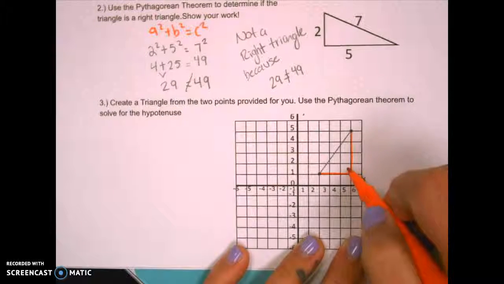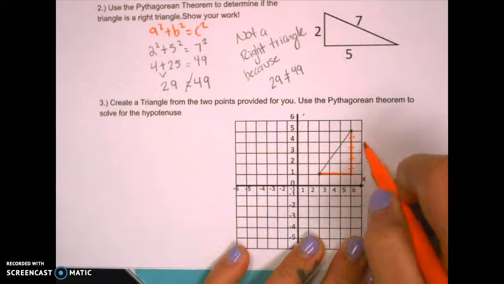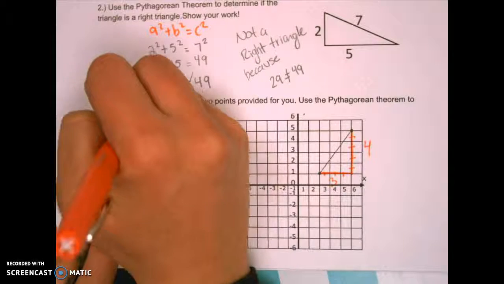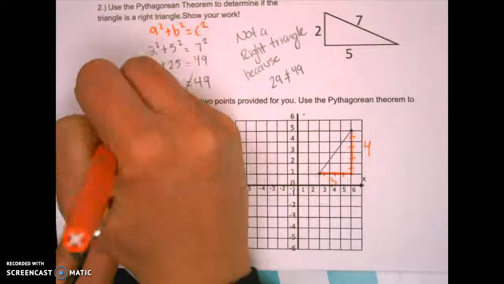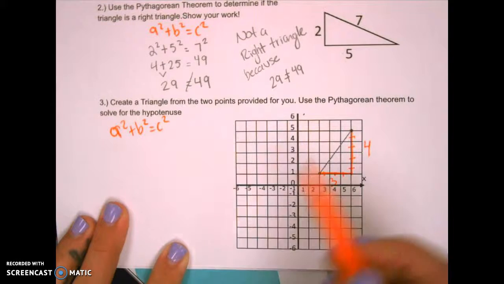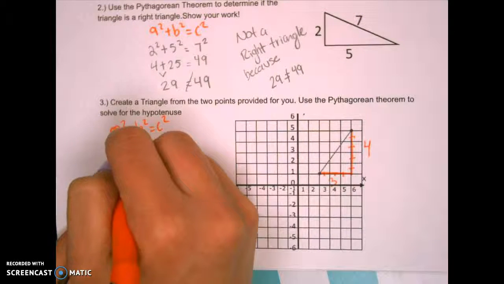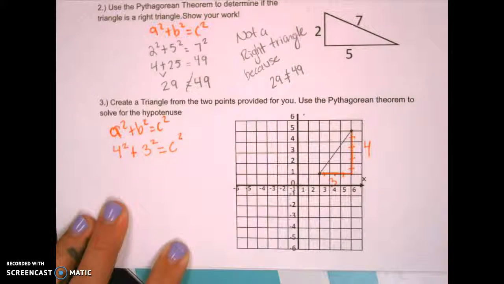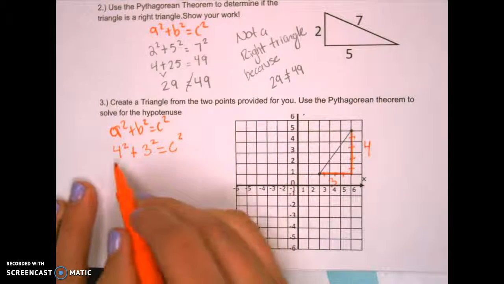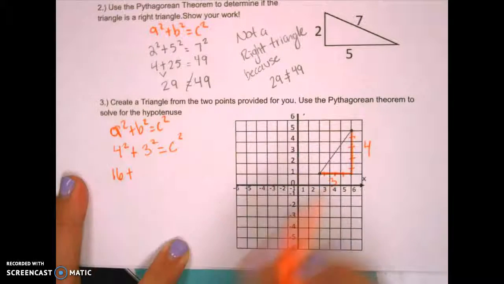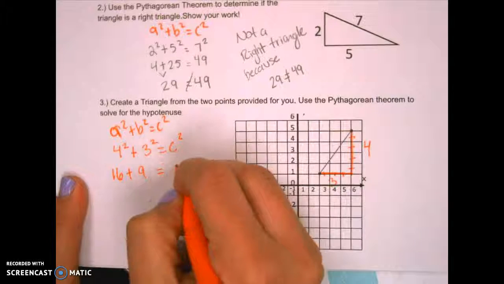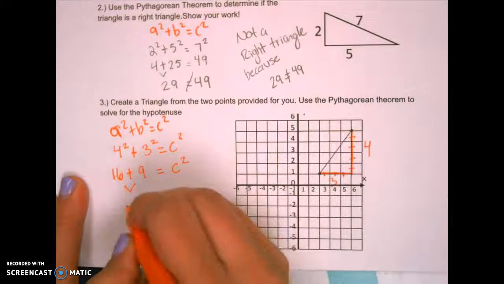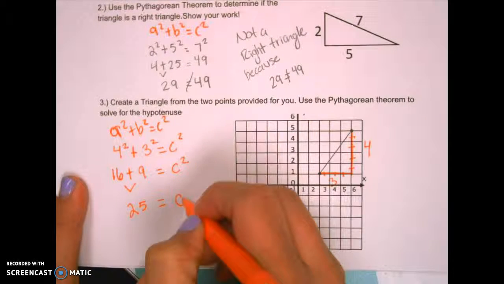I'm going to count my legs. 1, 2, 3, 4. 1, 2, 3. I'm going to use the Pythagorean Theorem. I know that 4 is my A, B is my 3, and I don't quite know what my C is. So I'm going to figure out 4 squared is 16, 3 squared is 9. I'm going to add them two together. 9 plus 16 will give me 25 equals C squared.